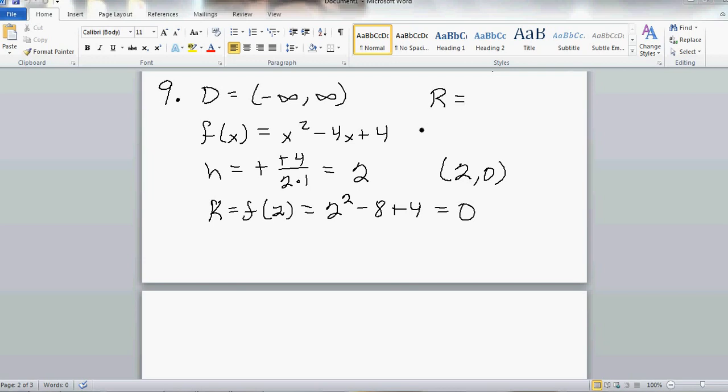Because we have (2, 0), we know it is either going to be the smallest value or the biggest value, because that is the vertex. So what we look at is, which one is it? Is it the minimum or is it the maximum? And here all we need to look at is the original equation. And we look at A. If this is positive, then our vertex is always a minimum. If this is negative, then our vertex is always a maximum.